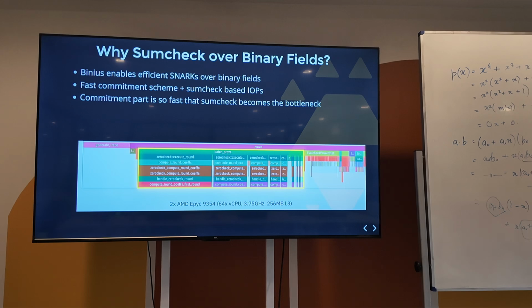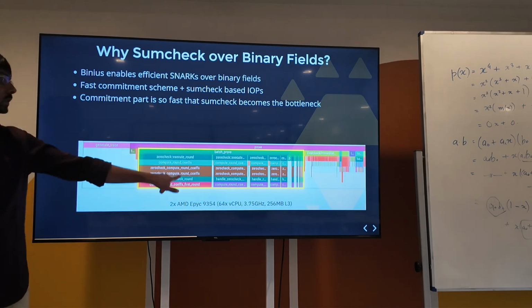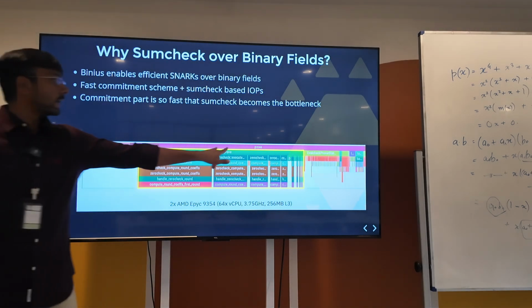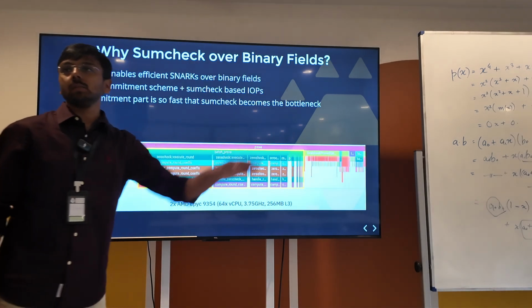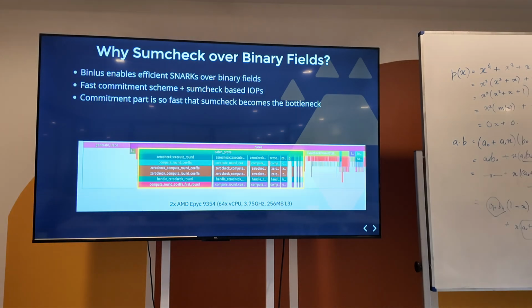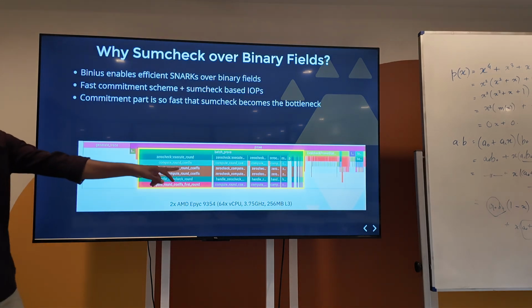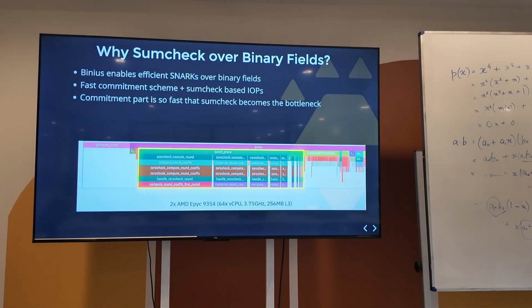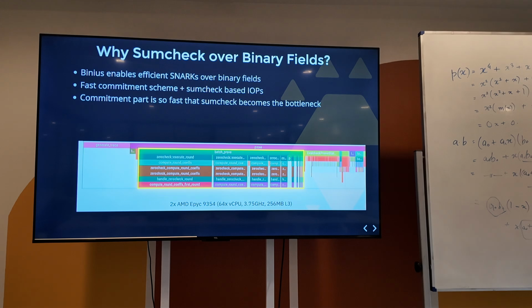Now, specifically with sumcheck, one last thing to note here is this is the first round of sumcheck, this is the second round, third round, fourth round, and so on, because sumcheck has log n rounds. You can see the first 3 or 4 rounds are very expensive. If we can specifically target to make them faster, even that could be good enough. Any questions? Okay.